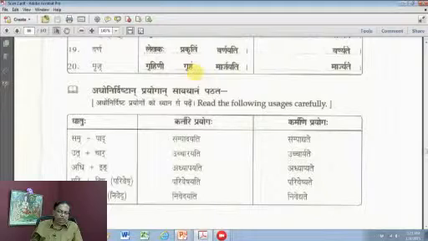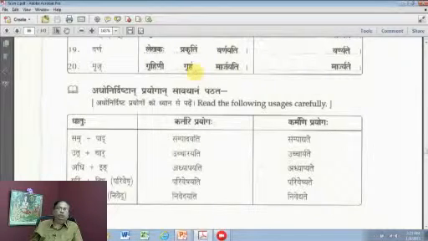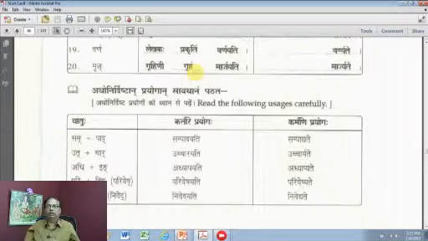And finally, mruja, to clean. Mrugrihini gruham marjayati. The housewife is cleansing the home. Gruhinya gruham marjyate. The home is cleansed by the housewife. We will write out the answers in the next class.